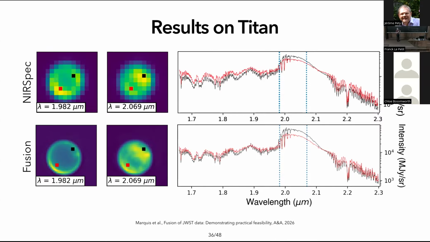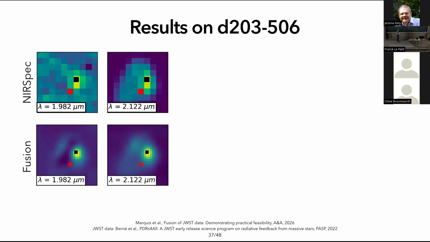I should say this scene has a high signal-to-noise ratio. So we also did this on lower signal-to-noise ratio scenes, for example, on the D203506 protoplanetary disk that is located near the Orion bar. On this scene, what we can see on the two leftmost images is that in NIRSpec, the protoplanetary disk is complicated to see. However, thanks to the NIRCam observations, we can recover the spatial information of this disk, and this is what we can see here on the fusion.